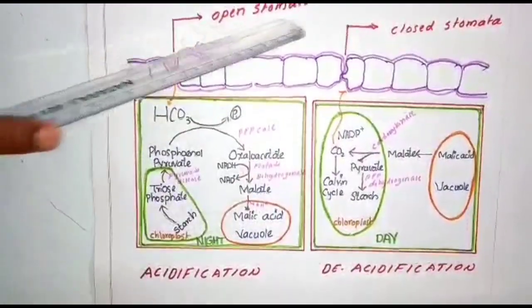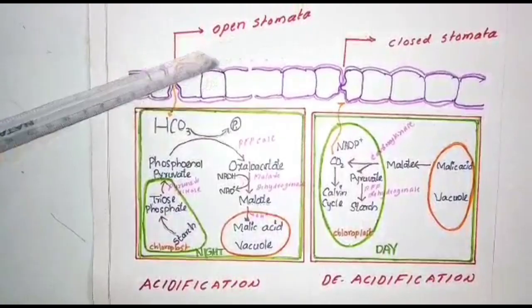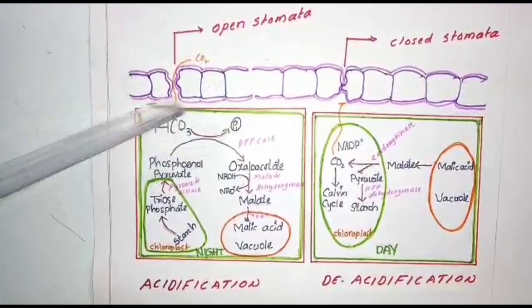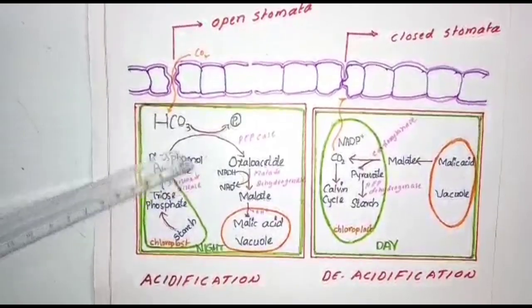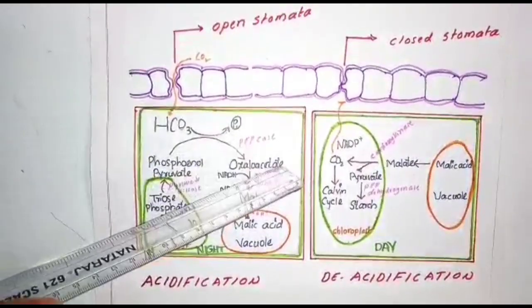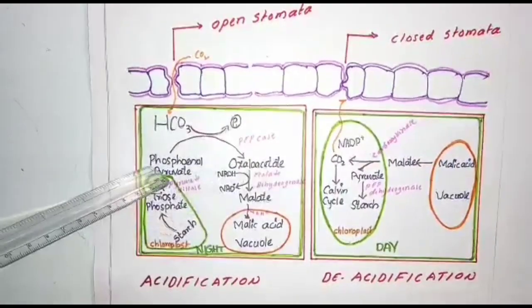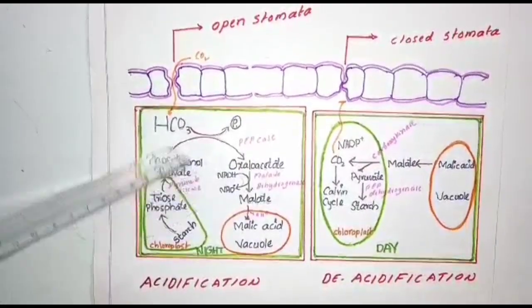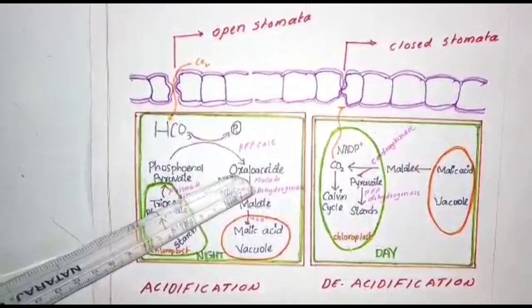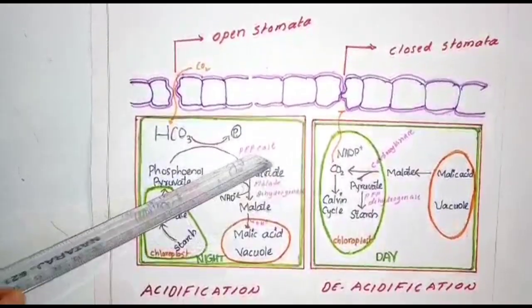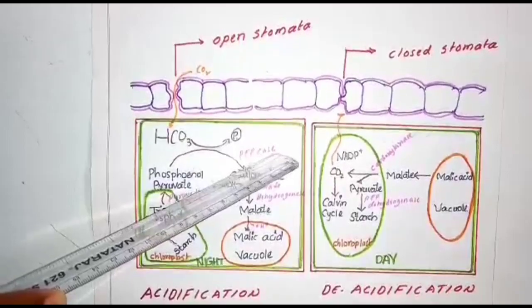During night time they open the stomata and carbon dioxide comes inside. This carbon dioxide is present in bicarbonate ion form. It can react with phosphoenol pyruvate, which has 3 carbons. They combine with the carbon dioxide, and altogether this converts into the 4 carbon compound oxaloacetate in the presence of the enzyme phosphoenol pyruvate carboxylase.